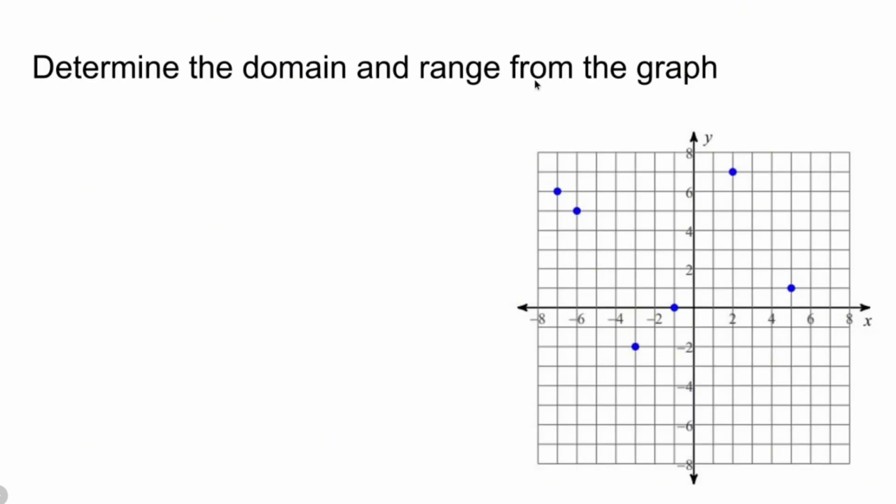Determine the domain and range from the graph. What I have is a graph of 1, 2, 3, 4, 5, 6 points. And in order to find the domain and the range, I have to figure out what the x values are for each point and what the y values are for each point. And what I should do is list them out in order.